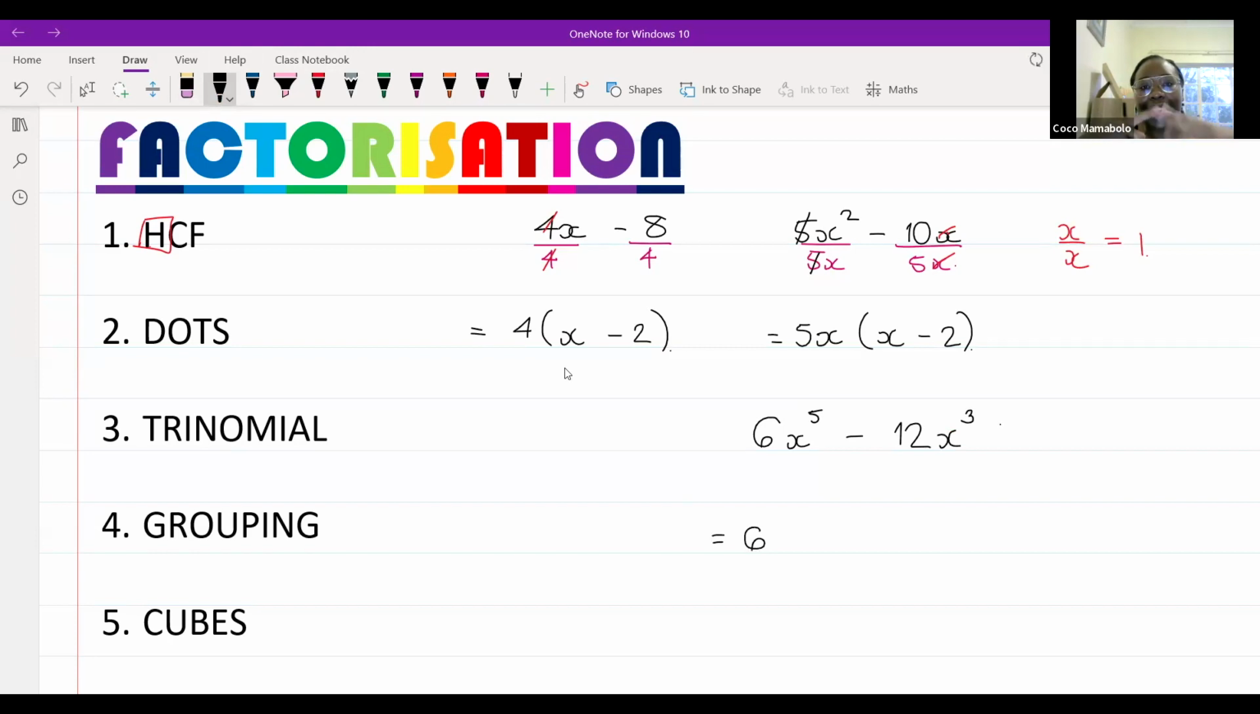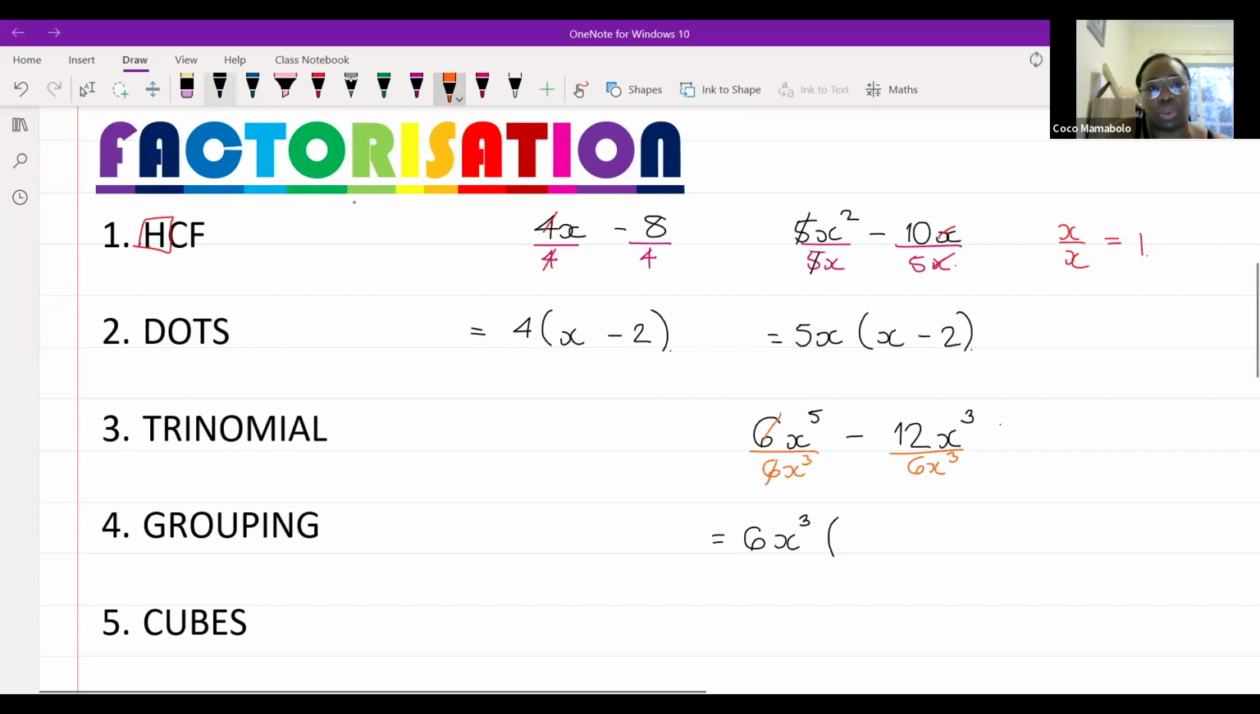Now, let's look at our exponents. Let's look at our variables. Which variable are we going to take out here? Yes, 100%. Well done. We're going to take out the variable with the smallest exponent, because then it can go into each of them. So we're going to take out x cubed. Then we're going to do this: 6x cubed, 6x cubed. We're going to divide by both. Now let's go ahead and divide.